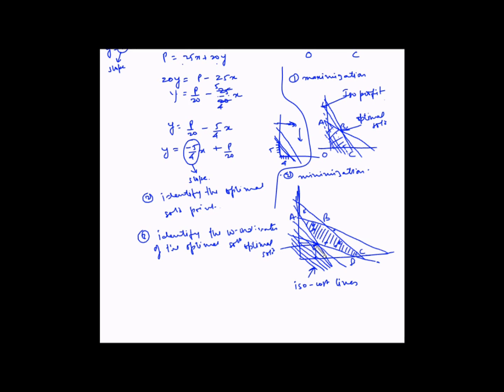So after you have identified the x and y coordinates, basically you can solve the objective function to find the actual profit or cost. So step number 8 is to calculate the total cost or profit using the optimal solution.